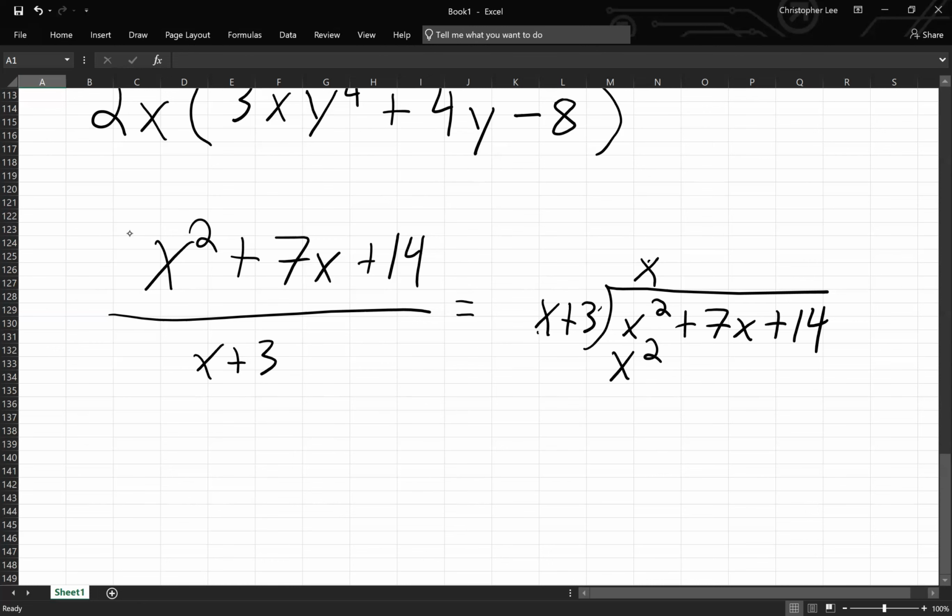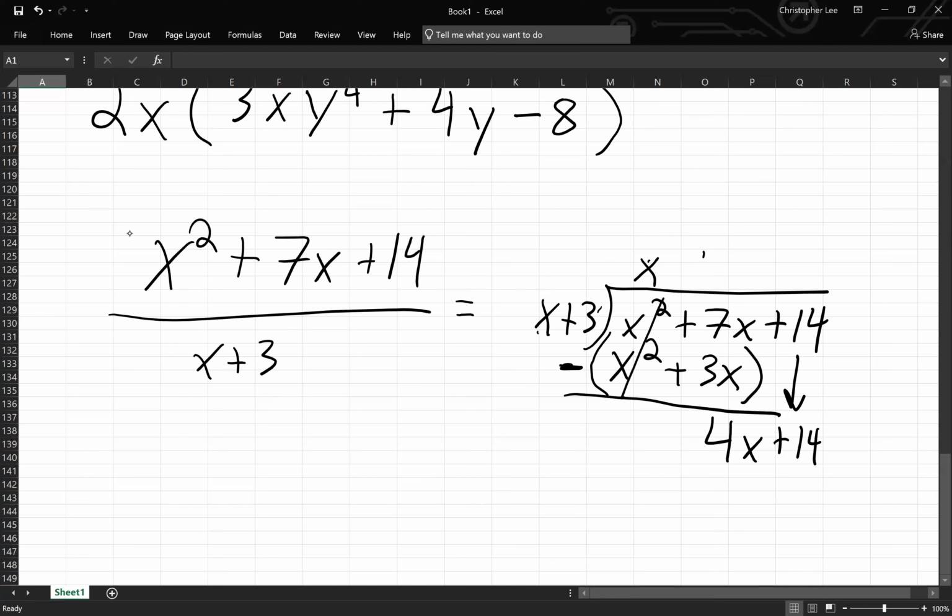X times 3 is what? That's plus 3x. Remember that I'm trying to subtract here, right? So x squared minus x squared cancels out. 7x minus 3x is what? 4x. Very good. Bring down the positive 14. Now, x goes into 4x how many times? 4 times, right? So that's going to be a positive 4.